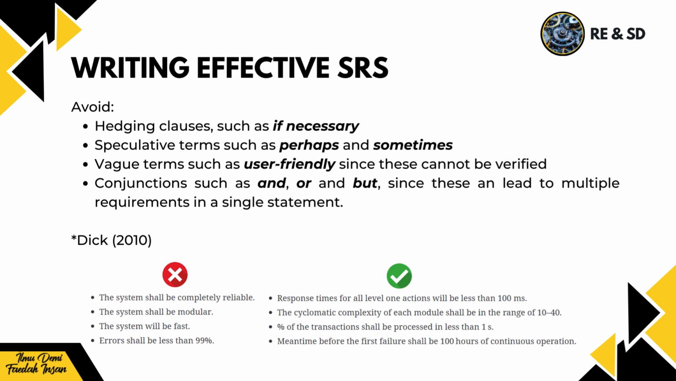Similarly, avoid vague terms like user-friendly. It sounds good, right? But what does it actually mean? User-friendly can mean different things to different people. Instead, specify what you mean by user-friendly. Lastly, be cautious with conjunctions such as and, or, but. These can lead to multiple requirements crammed into one statement and cause confusion. Here you can see an example of what to do and what not to do when writing requirements.